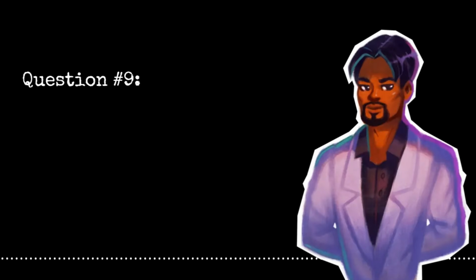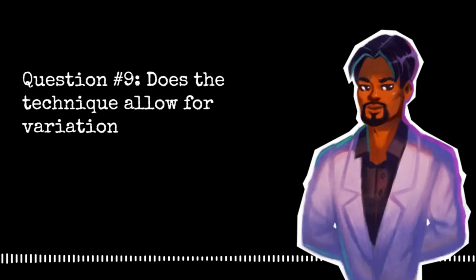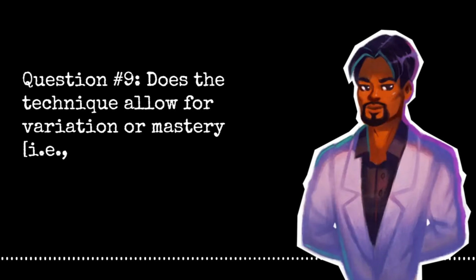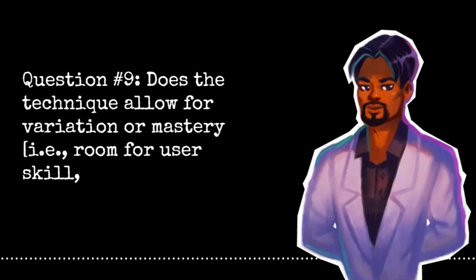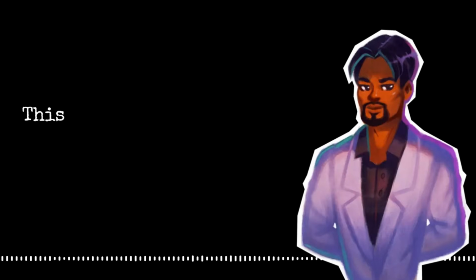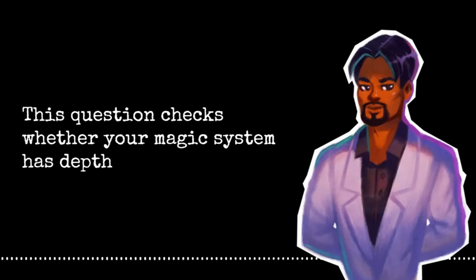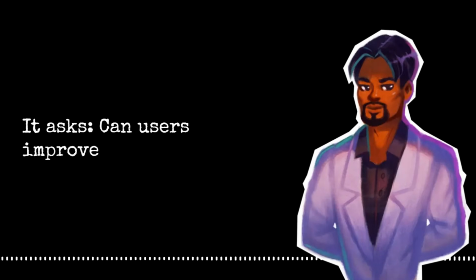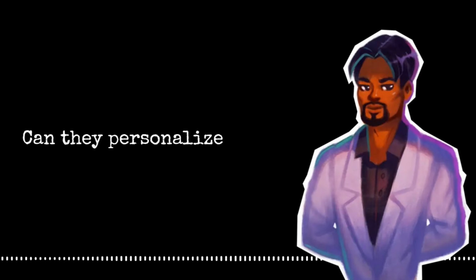Question 9. Does the technique allow for variation or mastery, i.e., room for user skill, creativity, or innovation? This question checks whether your magic system has depth over time. It asks, can users improve at magic? Can they personalize it?